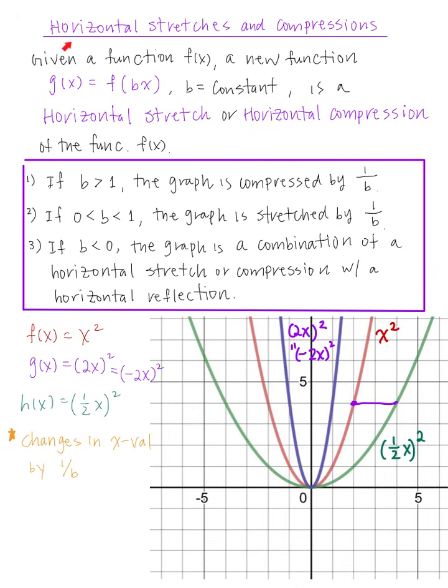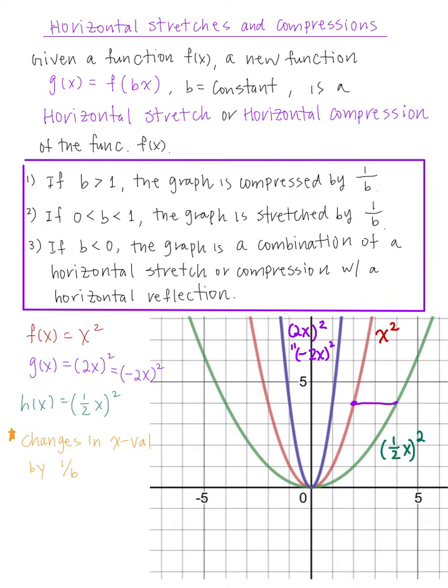All right, here we go. Horizontal stretches and compressions. Given the function f of x, a new function g of x equals f of b times x, where b is a constant, is a horizontal stretch or horizontal compression of the original function f. Again, there are 3 cases. If b is strictly greater than 1, then the graph is compressed by 1 over that constant b. Now, if b is between 0 and 1, the graph is stretched by 1 over b.